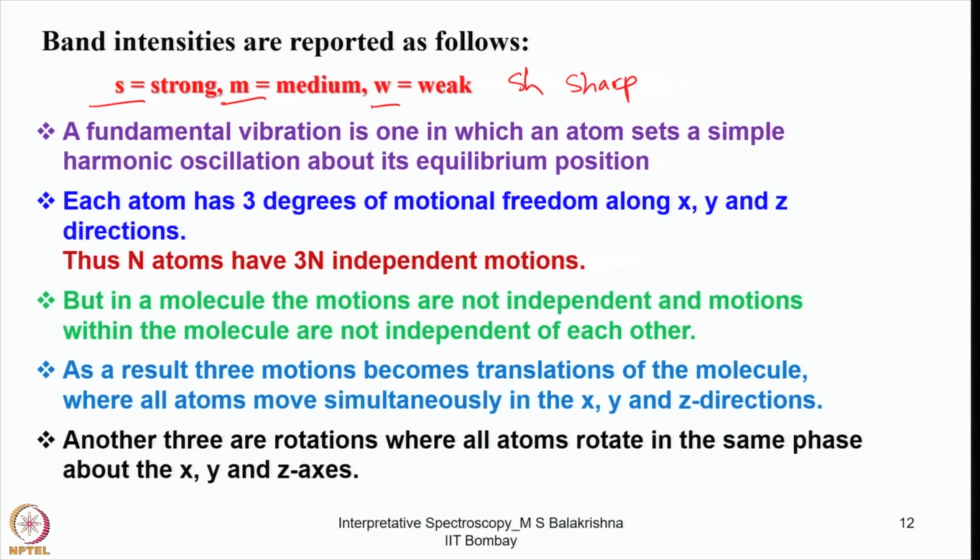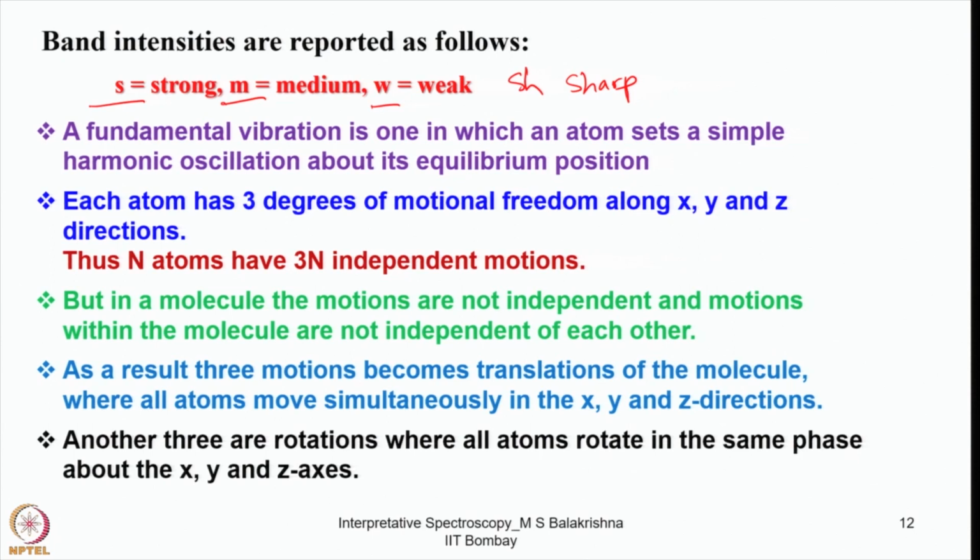A fundamental vibration is one in which an atom executes a simple harmonic oscillation about its equilibrium position. Each atom has 3 degrees of motional freedom along 3 axes, the x, y and z directions. So n atoms have 3n independent motions, but in a molecule the motions are not independent of each other due to the bonds with the other atoms present in the molecule.